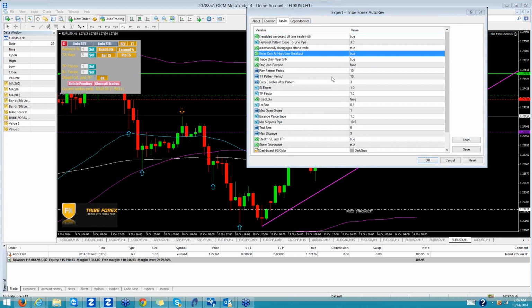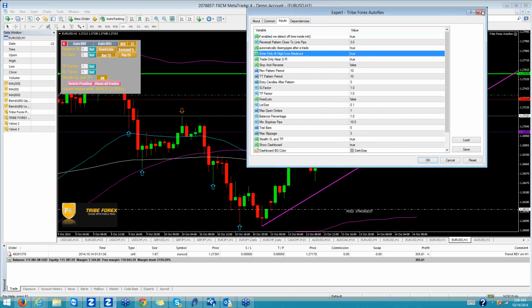So I've added, if you look in this section here on the auto rev, you're going to notice that there should be one more parameter for you, and it's called automatically disengages after a trade. That's not really the name, it's just a description that we use. So basically, if this is true, it automatically disengages after a trade. You take one trade and then it disengages and waits for you to hit it again for the next opportunity.